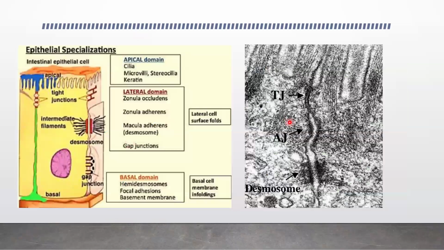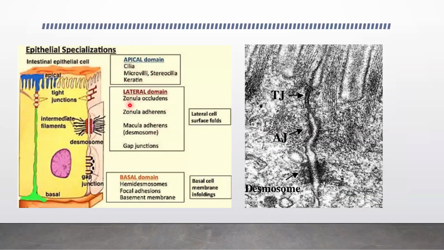Then these are better images showing the electron microscopy of the same. These are tight junctions, you can see it there. And these are the adherent junctions. And then these are the desmosomes. You can see the classification and the various epithelial specializations noted there. So we have cilia, microvilli, stereocilia, and keratin.